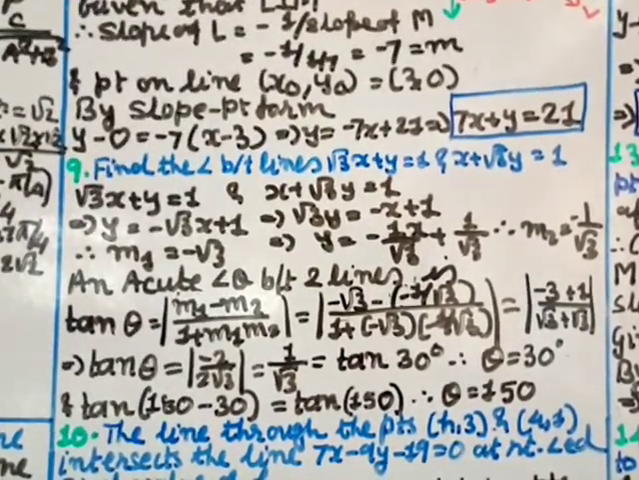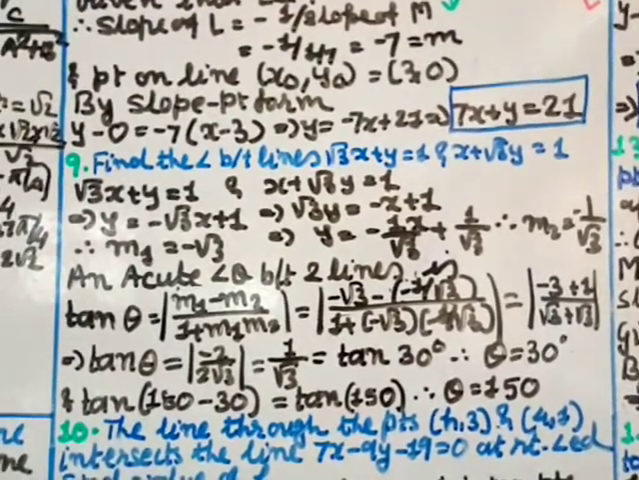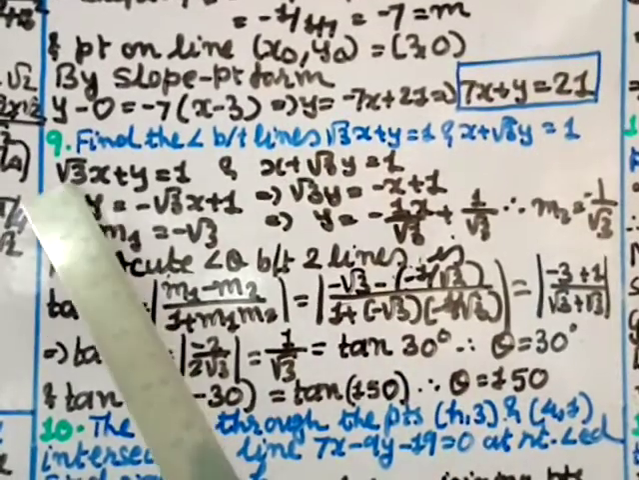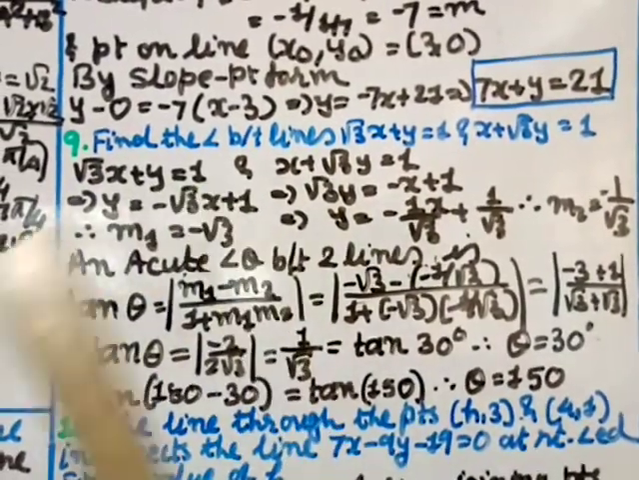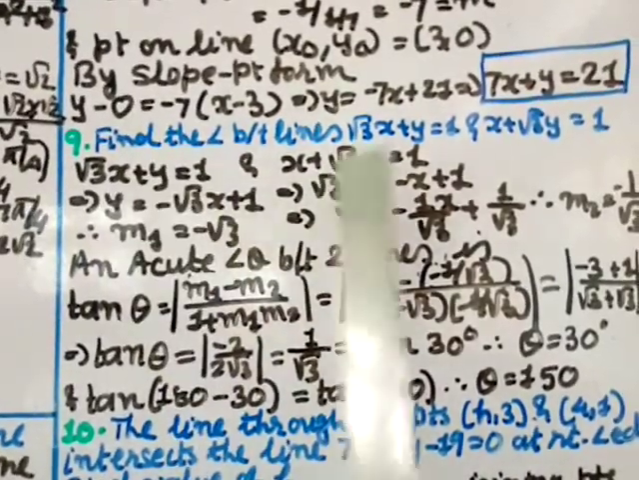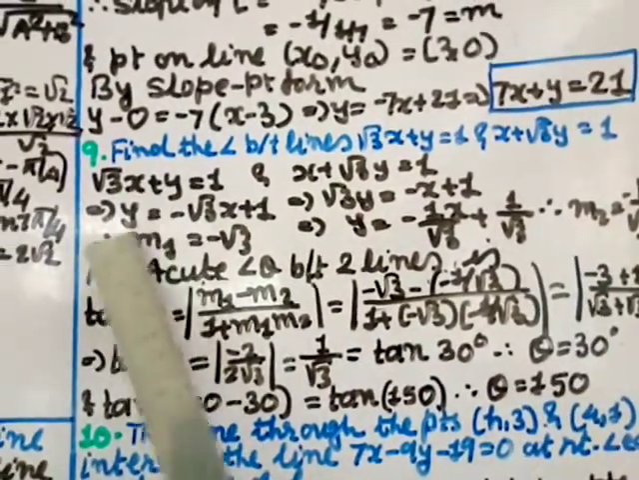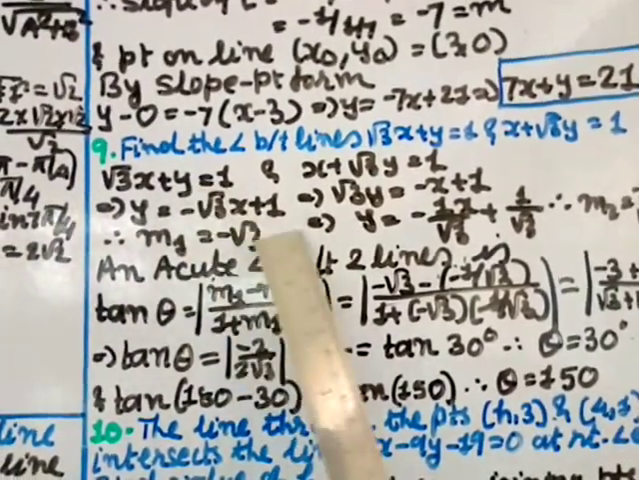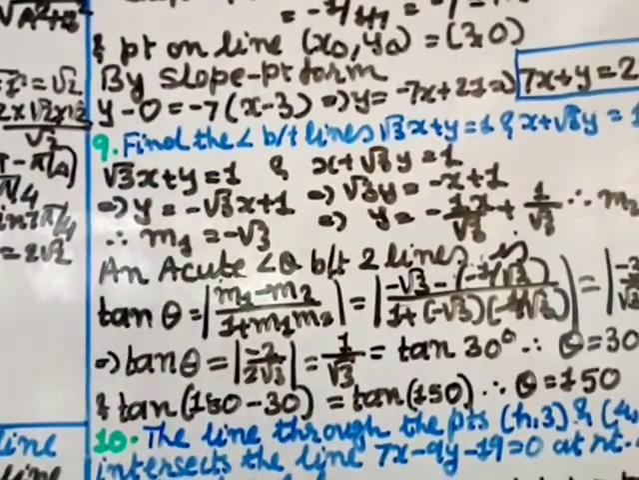Second slope I will call m2. So first we'll convert both the lines into slope intercept form. This first line, root 3x plus y equal to 1. In the slope intercept form, you have to keep y here and all the rest of the terms over the right hand side. So y equal to minus root 3x plus 1. Coefficient of y is 1, so you don't have to divide.